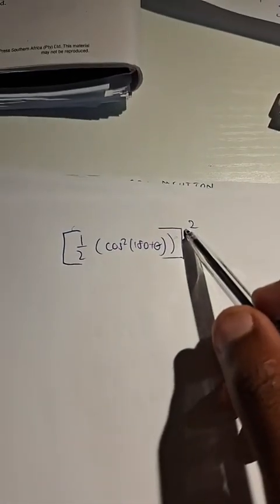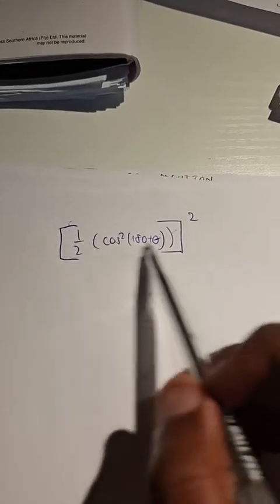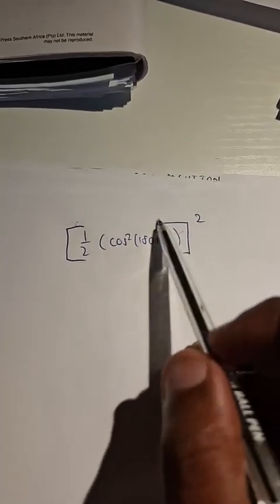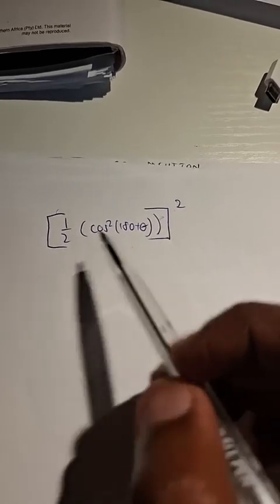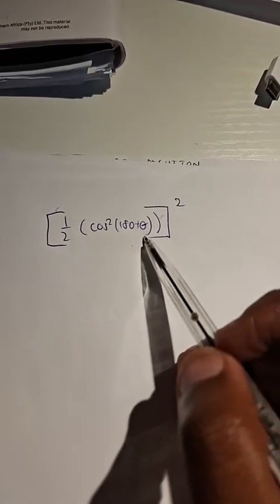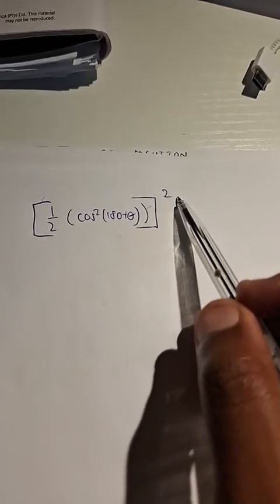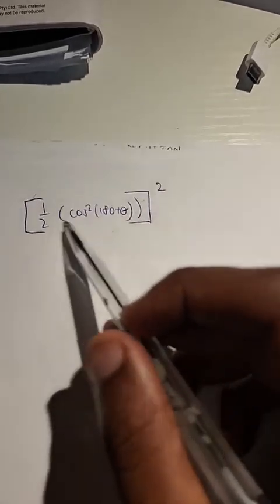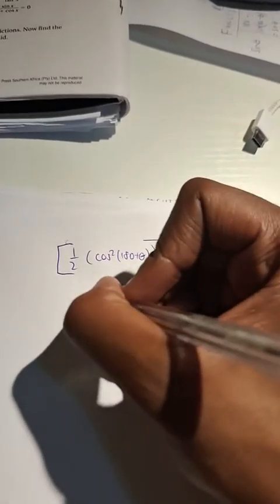Of course, what you would do here, this square is supposed to be eventually applied to everything. But what you are going to do is work out what's inside first, and then apply the square. By this, I mean you are going to evaluate this thing.